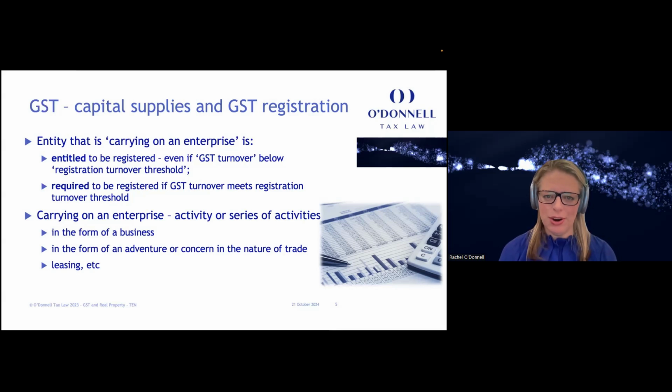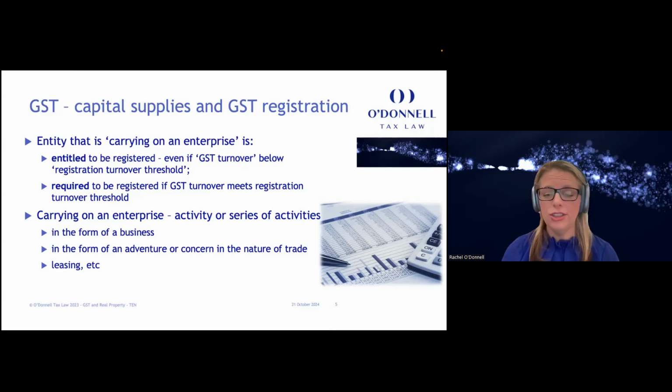So carrying on an enterprise, this is a very, very lengthy definition, and there's quite a bit of case law on this point, as well as guidance from the ATO as to their views on the interpretation of what is carrying on an enterprise. Carrying on an enterprise is defined as an activity or series of activities in the form of a business or in the form of an adventure or concern in the nature of trade, or activities done on a regular continuous basis in the form of a lease, license, or other grant of an interest in property. And there's a bunch of other things that can come within that definition.